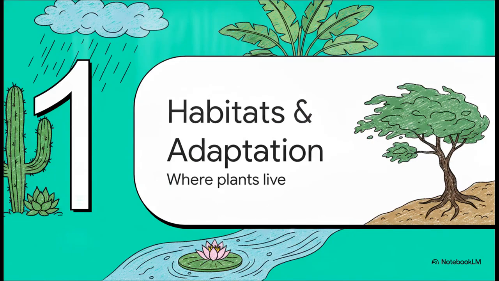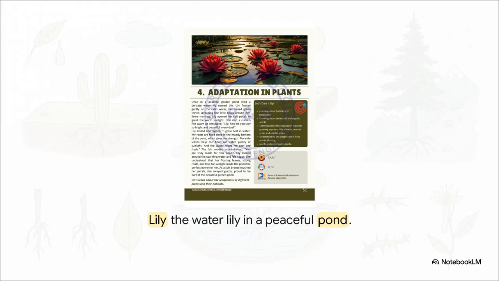All right, let's start with Section 1, Habitats and Plant Adaptations. Let's understand exactly where plants live and why they need to change to survive. Look at this beautiful water lily in a peaceful pond. Have you ever wondered why she loves the water so much? Every morning, she opens those soft petals to the warm sunlight. Her roots are fixed deep down in the mud to keep her steady.